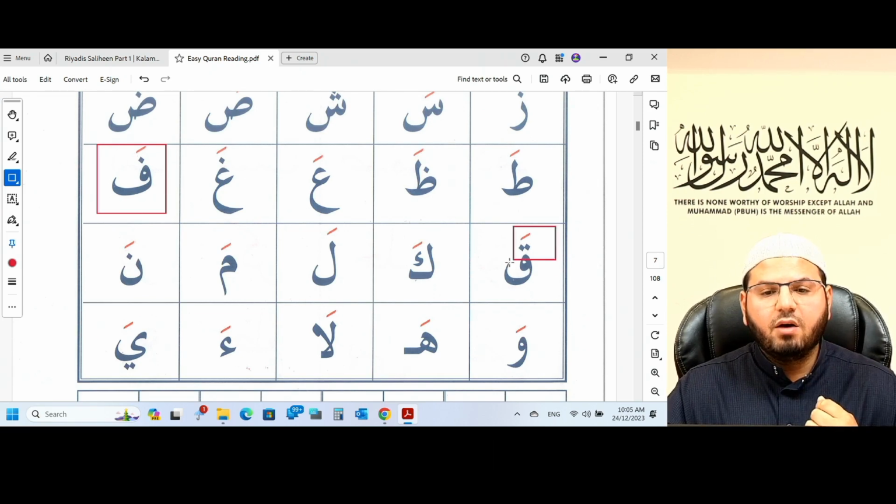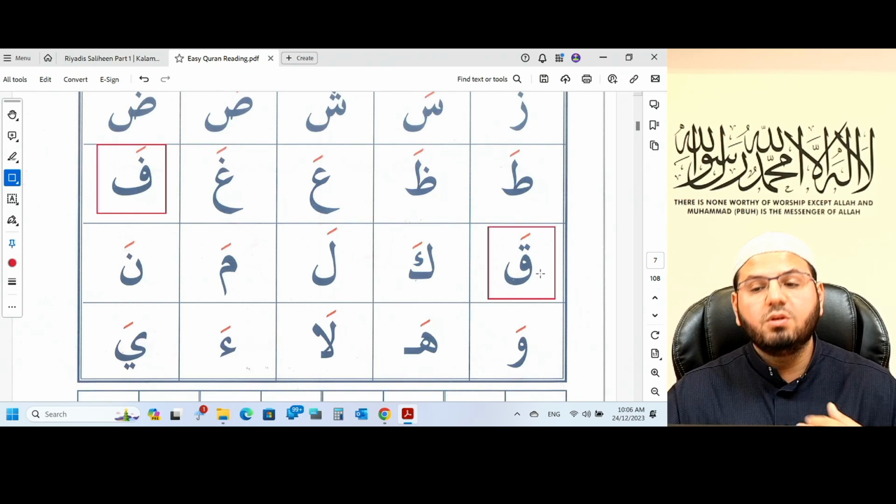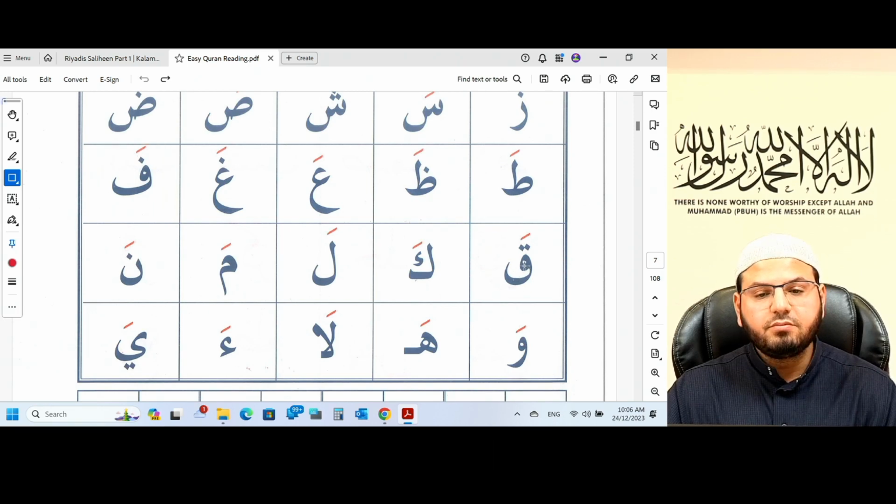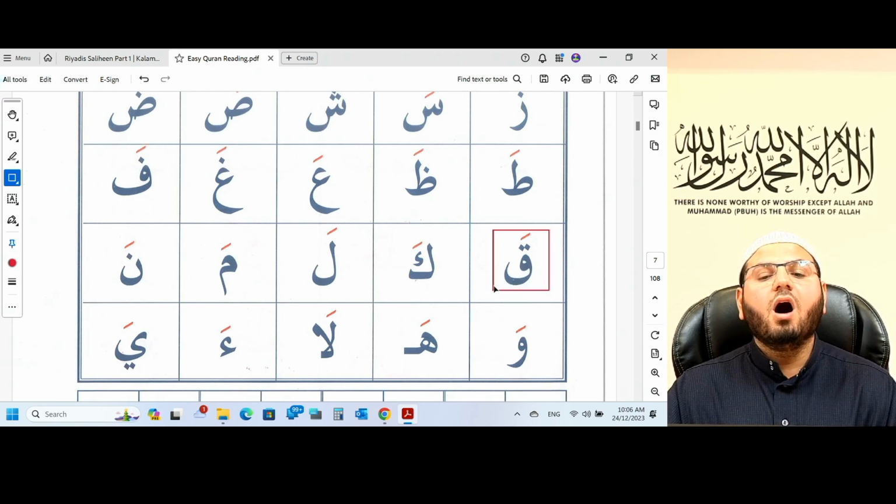Now, this letter has two dots on the top, and it is similar to fa, but the sound is completely different. We will say it from here. Qa, qa, qa, qa. Repeat after me. Bismillah. Qa.